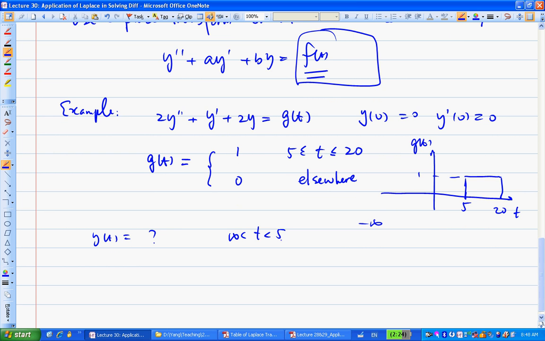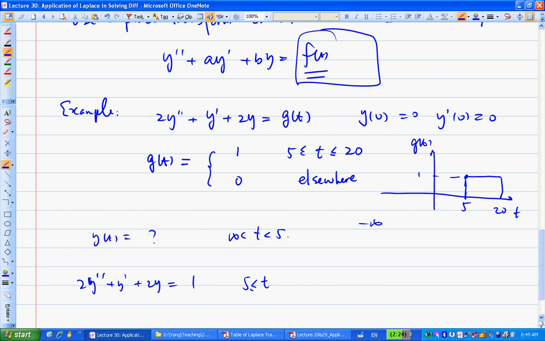Now when t is greater than 5, your input becomes 1. So then you're going to solve your differential equation, which is 2y double prime plus y prime plus 2y equal to 1, or u of t, but starting at t equal to 5. Now the only trick here is that at t equal to 5, you're going to pick up what's left at t equal to 5 from the first case.